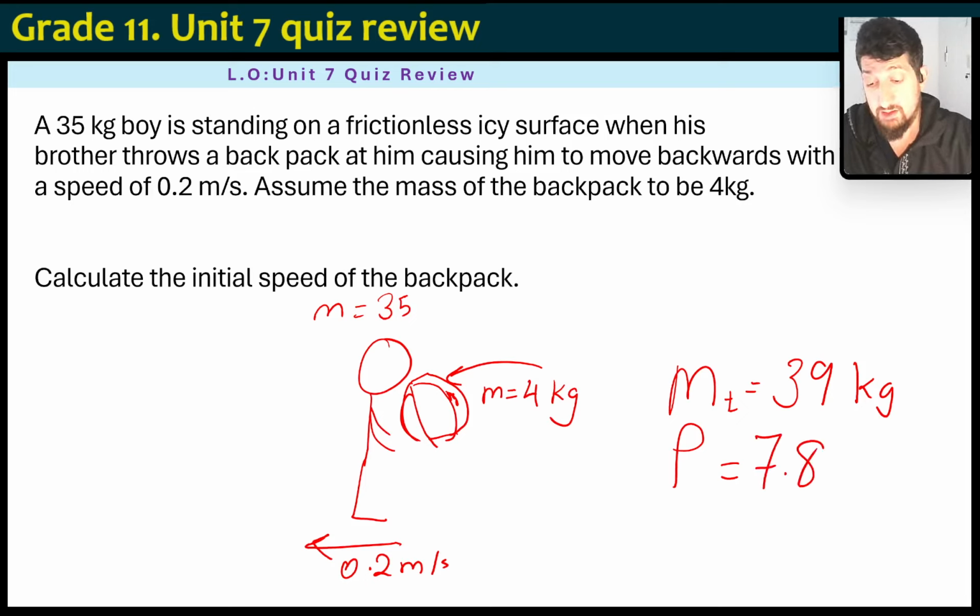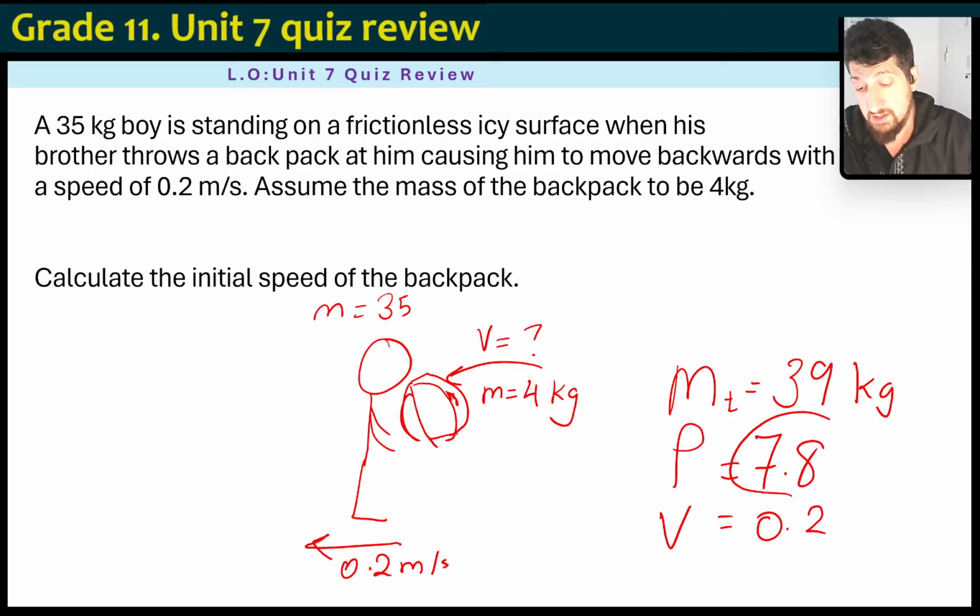So we know that the momentum is 7.8. Okay. And the velocity, of course, after is 0.2. What we're trying to work out is the velocity of the bag. Do we have the momentum? Yes. There. And it's the same before and after, because the boy wasn't moving. So we know that momentum now is 7.8. The velocity is what we're trying to find out.